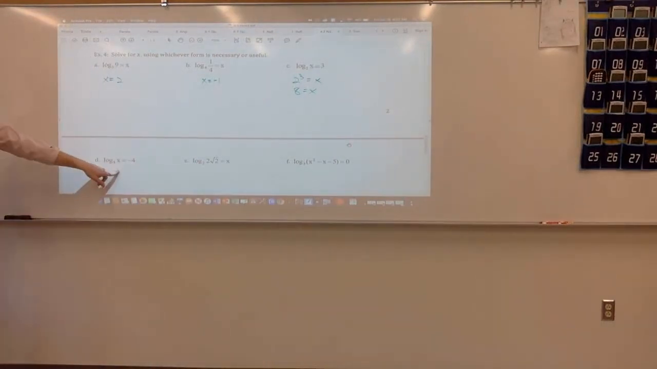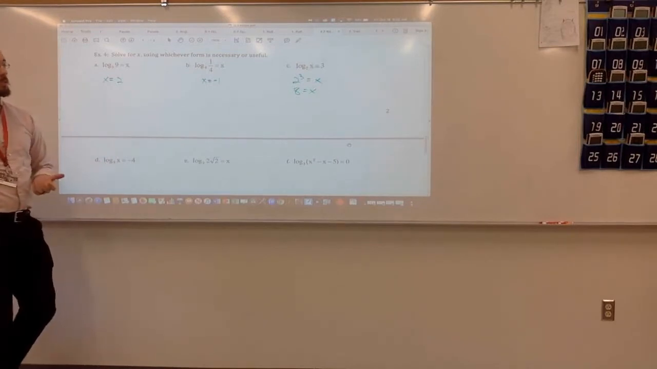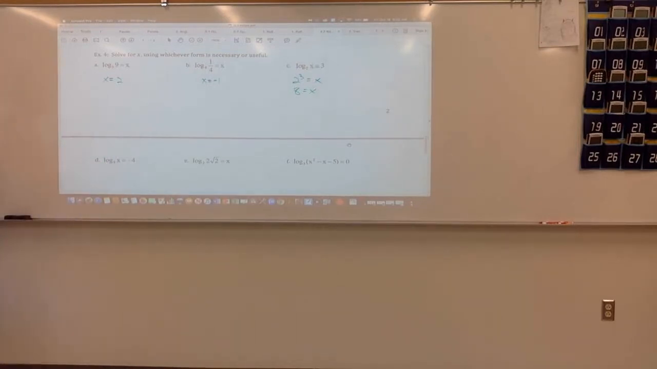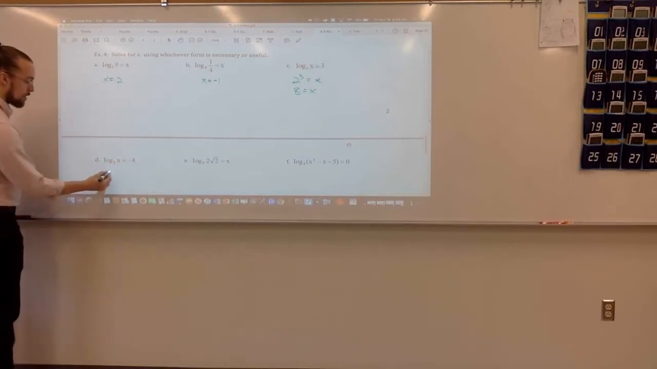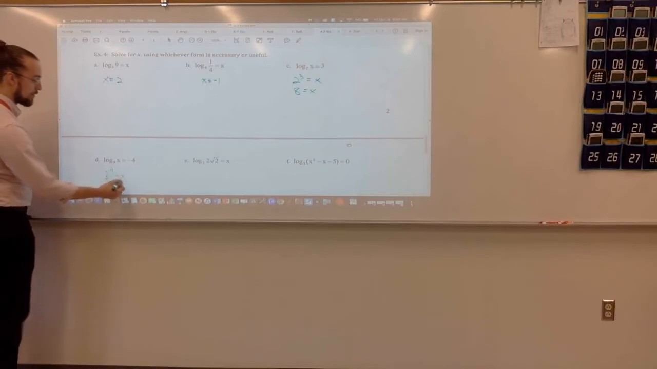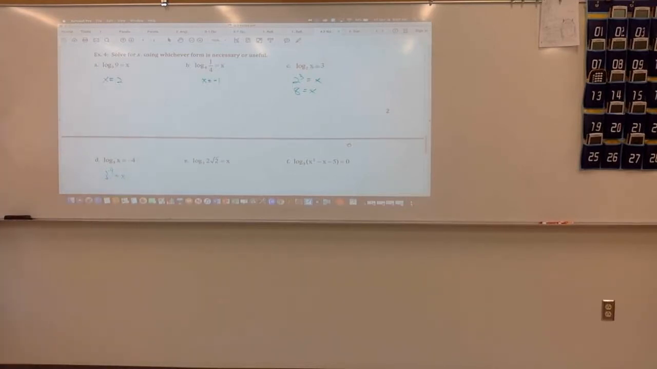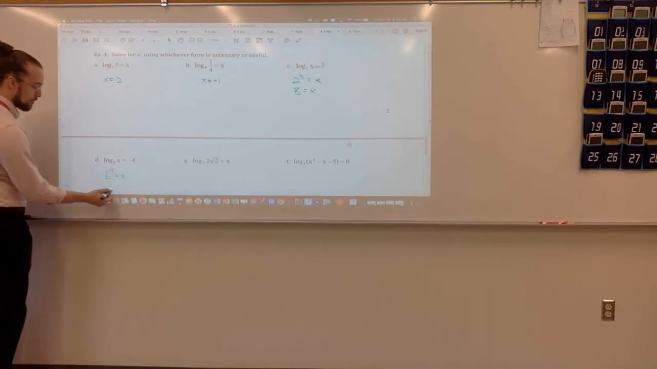Similar idea for D. I'm going to rewrite this as an exponential: 3 to the -4th equals x. What's 3 to the -4th? What's 3 to the 4th? 81. So it's 1 over 81.